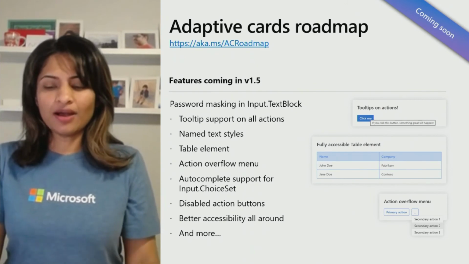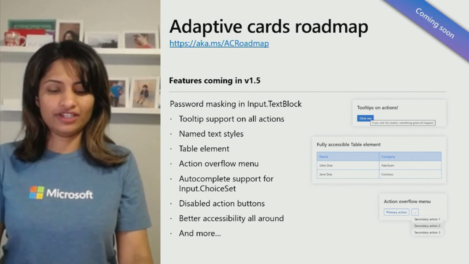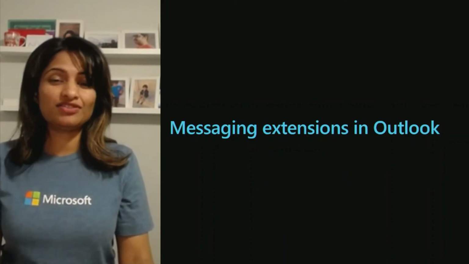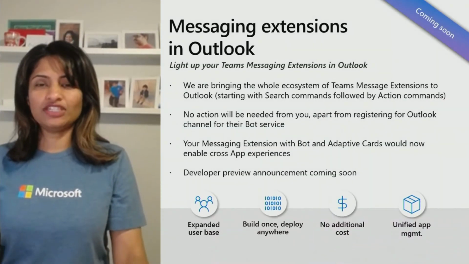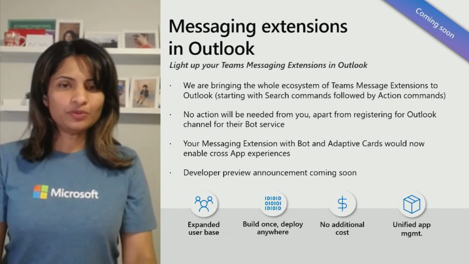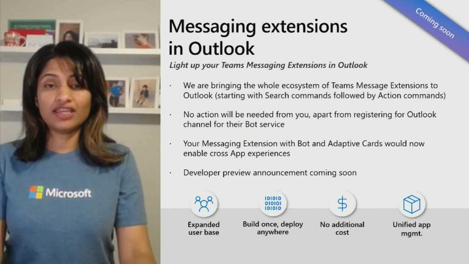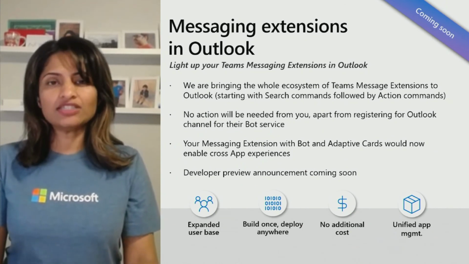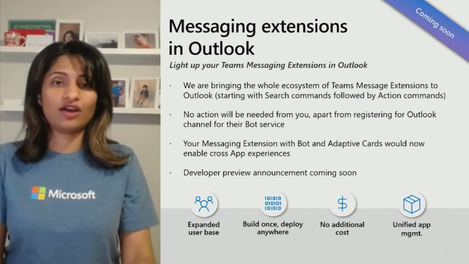But before we wrap this up, I have another exciting news on something that uses adaptive cards very heavily. These are messaging extensions coming in Outlook. That's right, you heard it right. We are bringing the whole ecosystem of Teams search-based messaging extensions to Outlook. For a developer, you don't need to do anything much apart from registering your application in for Outlook channels. And then once the capability is turned on, the users would automatically start seeing the messaging extensions in Outlook.